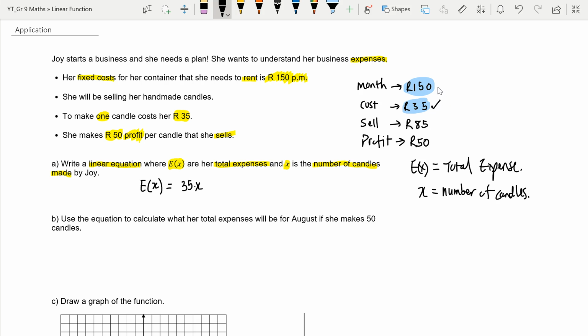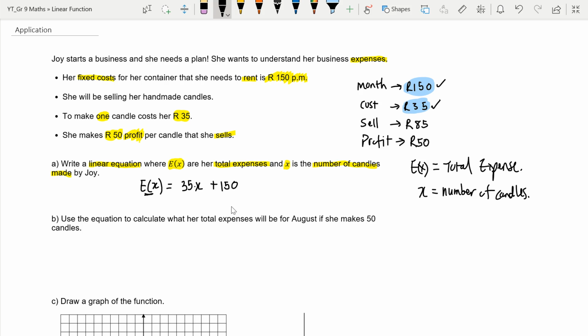We need to add this expense, the plus 150. We're not going to multiply the 150 by X or anything like that. For the total expenses, it will be the number of candles times 35. And then for every single month, this is a monthly expense, we will just add 150, because even if she makes one candle, she still needs to pay that $150 to rent the space.